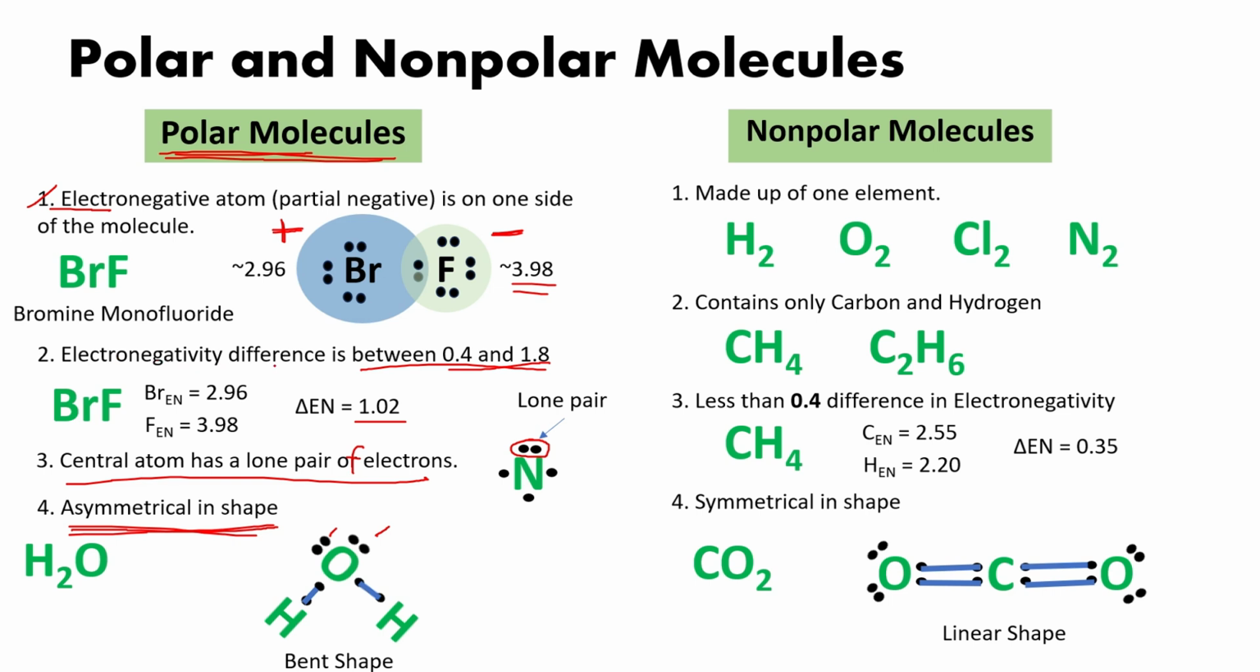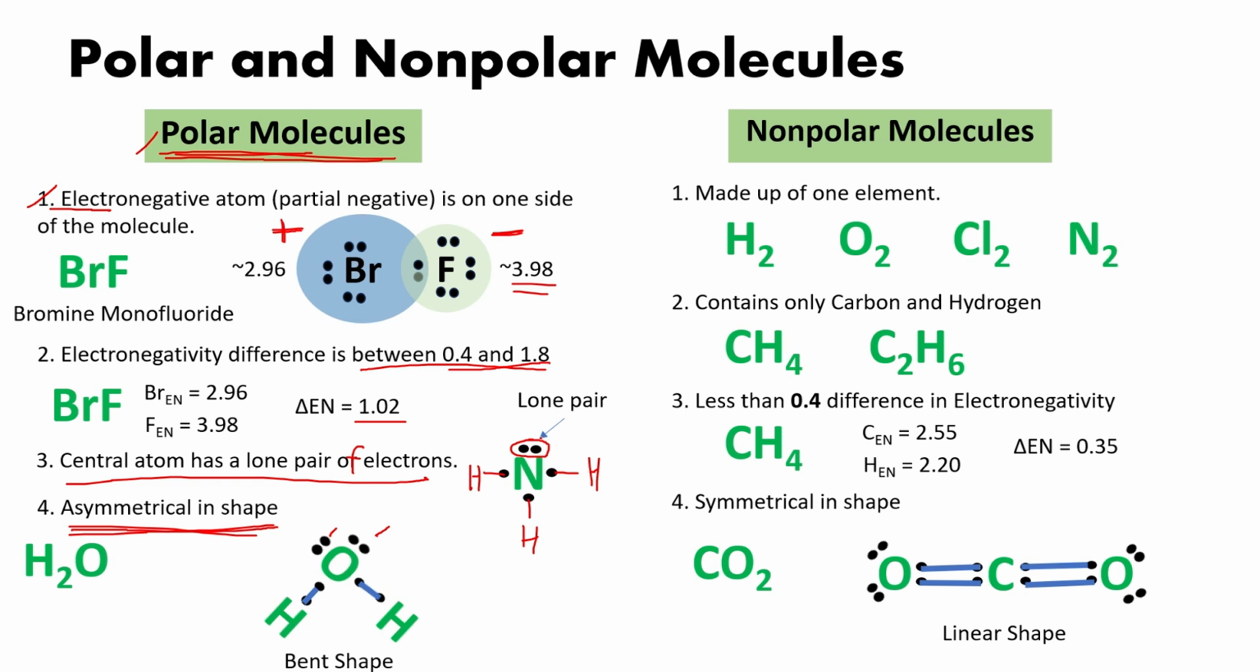Second, the electronegativity difference is between 0.4 and 1.8, just like Br and F, bromine and fluorine. If we subtract their electronegativities, we got 1.02, so they are considered a polar molecule as well. Next, the central atom has a lone pair of electrons. For example, the central atom is nitrogen and we pair this with hydrogens. So there are three hydrogens here. Then this is a polar molecule as well.